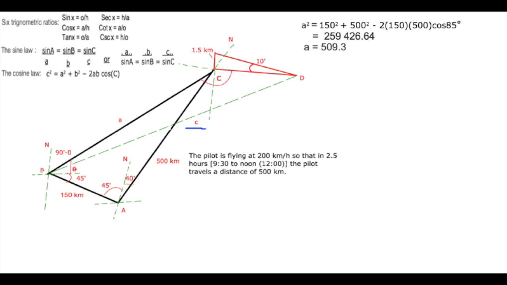Since the lengths of the two sides, 150 kilometers and 500 kilometers, are known, as well as the angle, which is angle A, you know that angle A would be the 45 degrees plus the 40 degrees, which is 85 degrees. So you would use the cosine law to solve for side A.